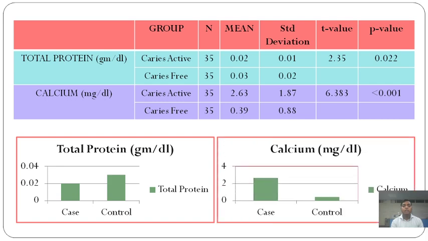Whereas for calcium, in caries-active the mean value is 2.63 with a standard deviation of 1.87, and the calcium in caries-free, the mean we got is 0.39 plus or minus 0.88, which is statistically significant, and the p-value of calcium is less than 0.001. If we look at the calcium value in caries-active, we got 2.63 as the mean, which is much higher than in caries-free.